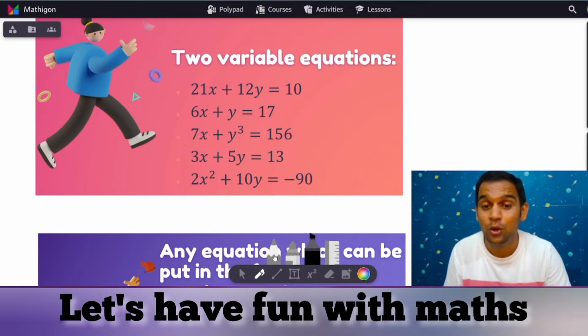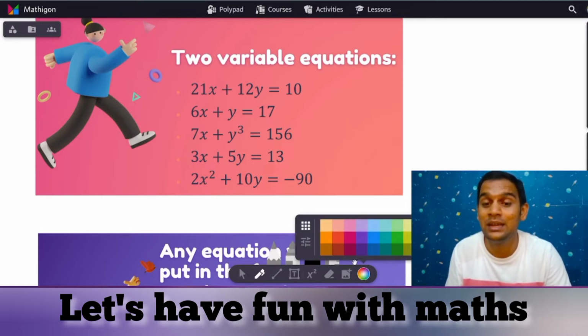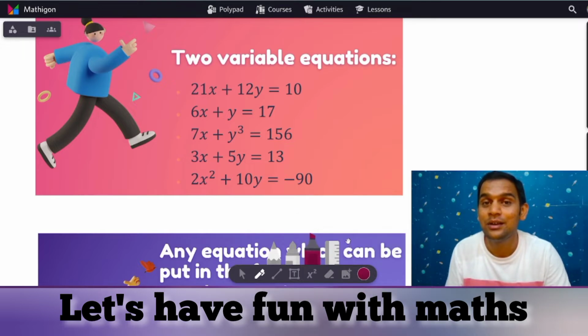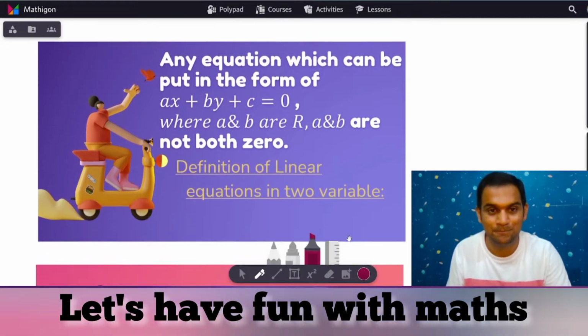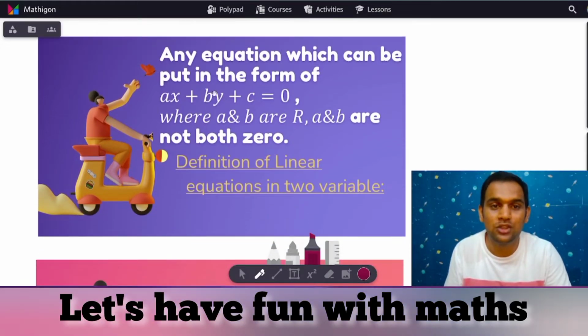Now we have to focus on two variable linear equations. So let's try to define that. Any equation which can be put in the form of ax plus by plus c equals 0, where a and b are rational numbers and a and b are not both 0.